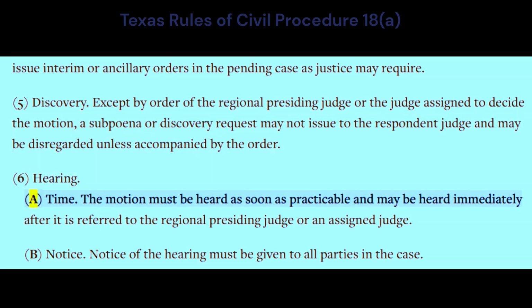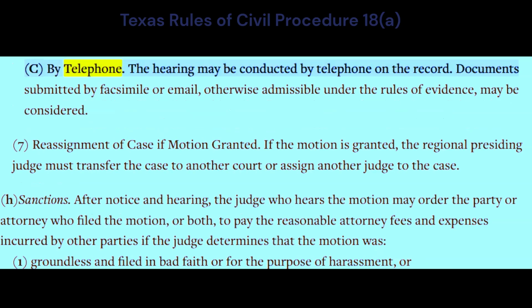6. Hearing. a. Time. The motion must be heard as soon as practicable and may be heard immediately after it is referred to the regional presiding judge or an assigned judge. b. Notice. Notice of the hearing must be given to all parties in the case. c. By telephone. The hearing may be conducted by telephone on the record. Documents submitted by facsimile or email, otherwise admissible under the rules of evidence, may be considered. 7. Reassignment of case if motion granted. If the motion is granted, the regional presiding judge must transfer the case to another court or assign another judge to the case.